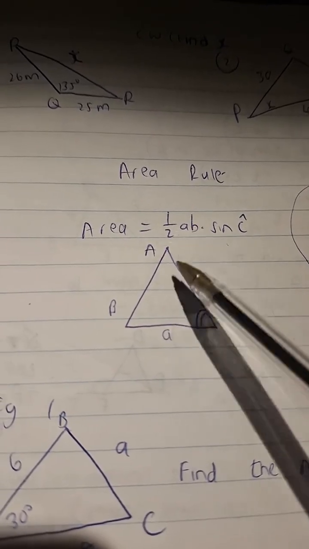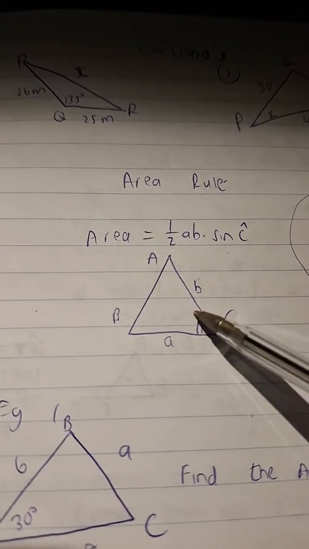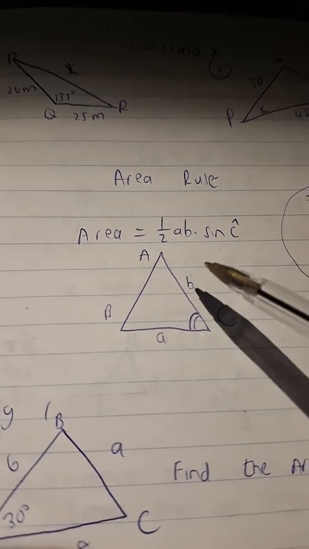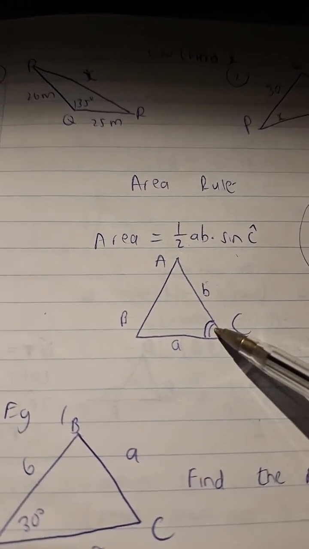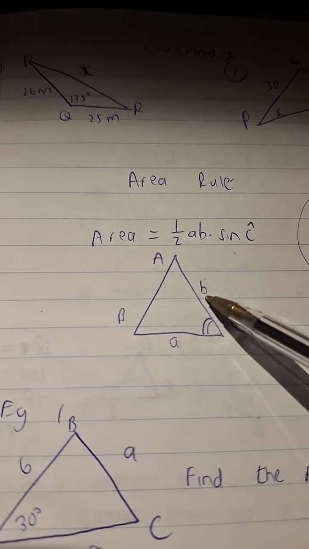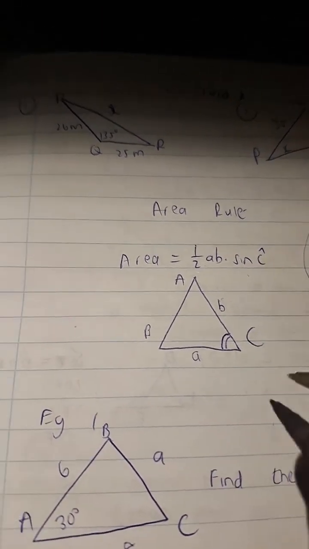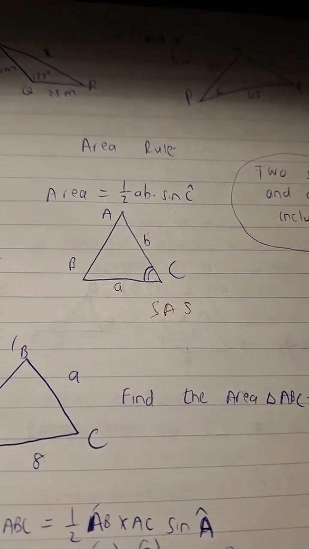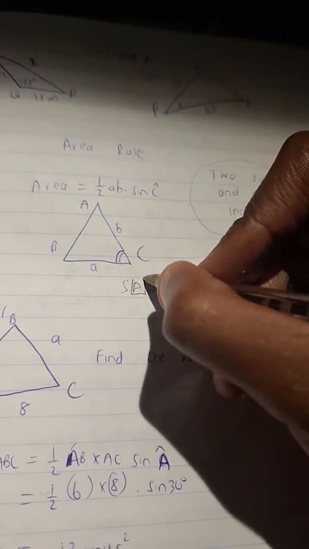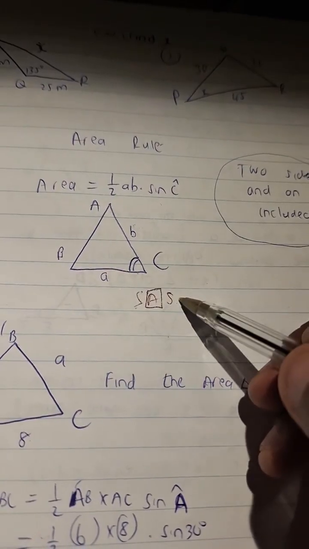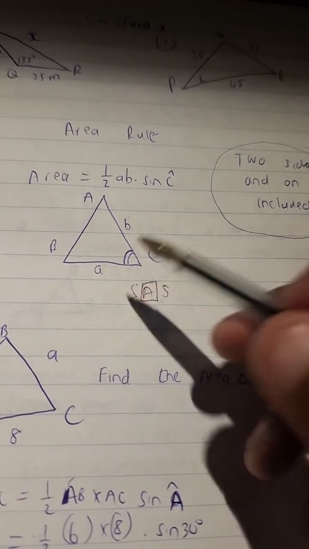Which sides? The two sides that sandwich the included angle. What is the included angle? The in-between angle of two given sides. In other words, SAS, side, angle, side. Hence I say the sandwich, the two slices of bread that sandwich my polony in the middle.